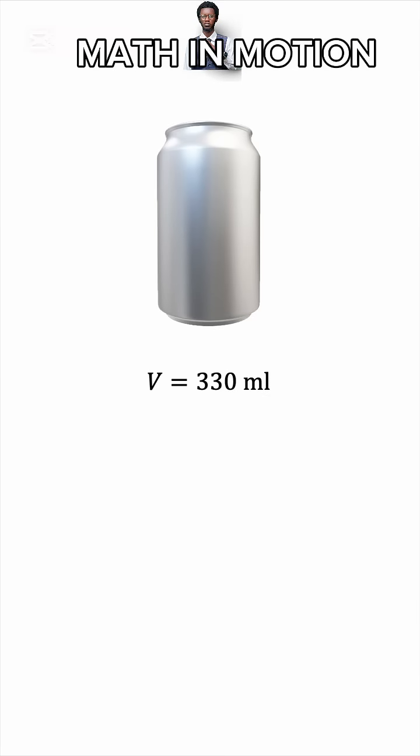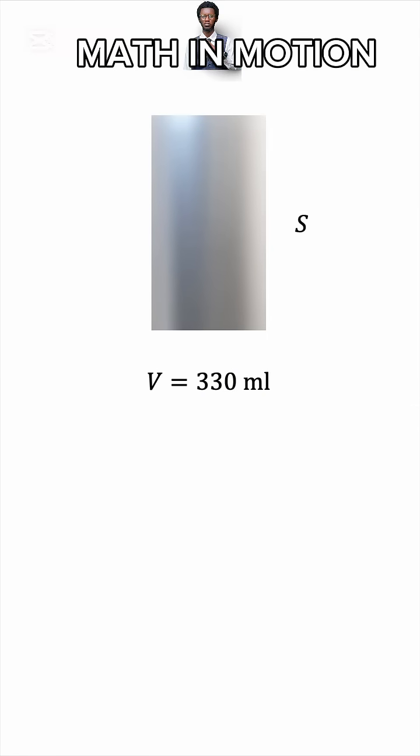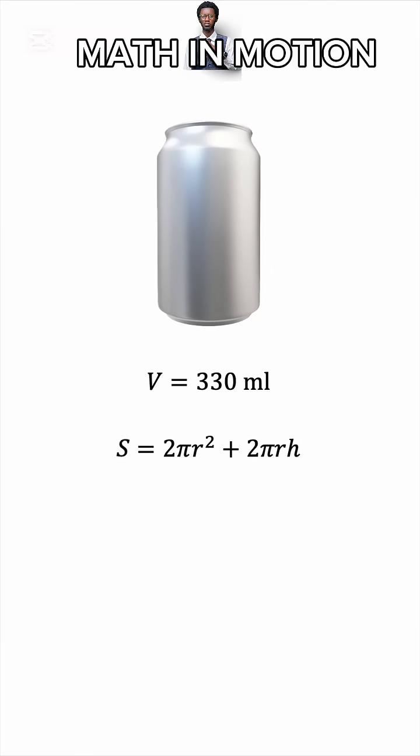The key metric here is the surface area of the can. The surface area of a cylinder is 2 pi r squared plus 2 pi r h. So we need to minimize this function. But there's a problem here.